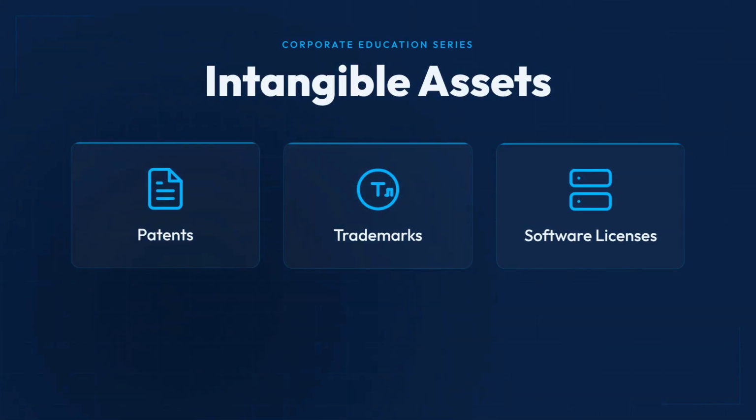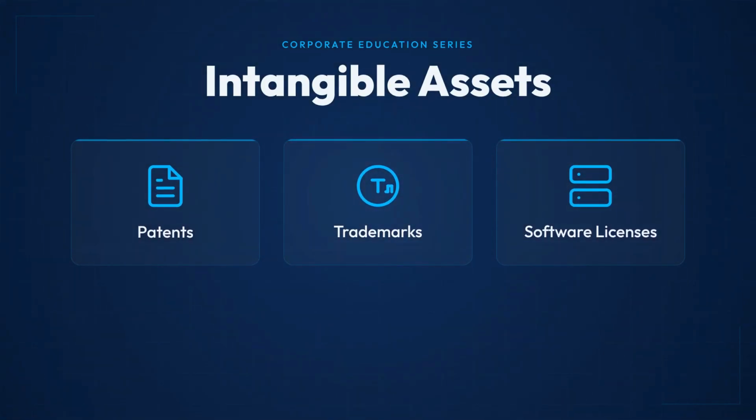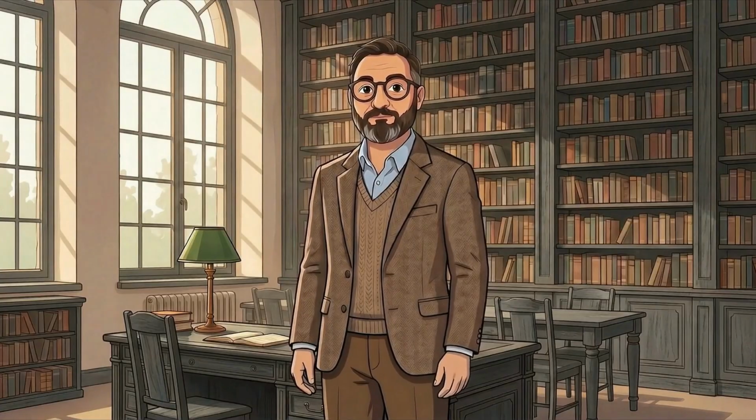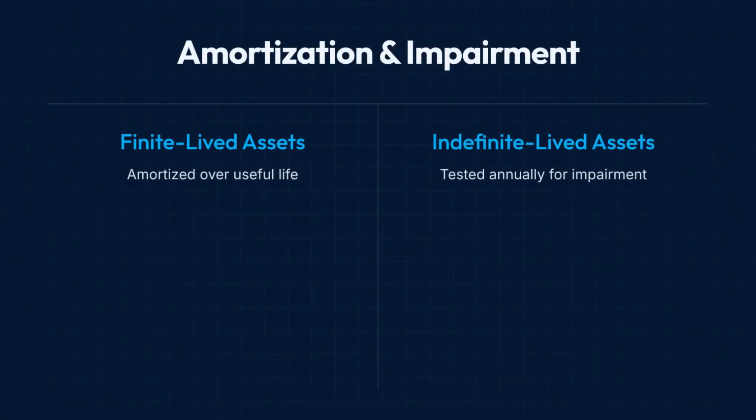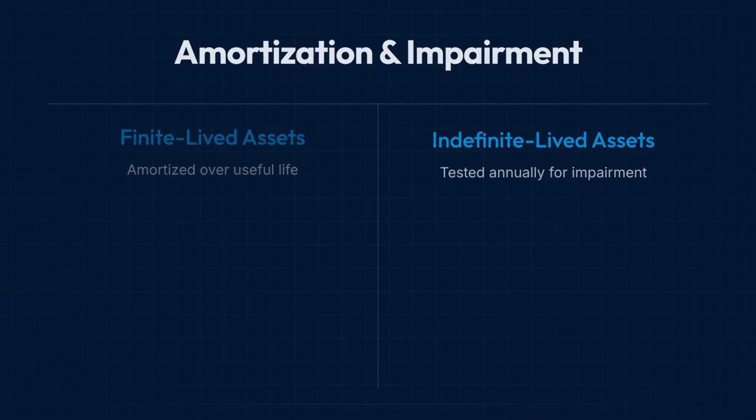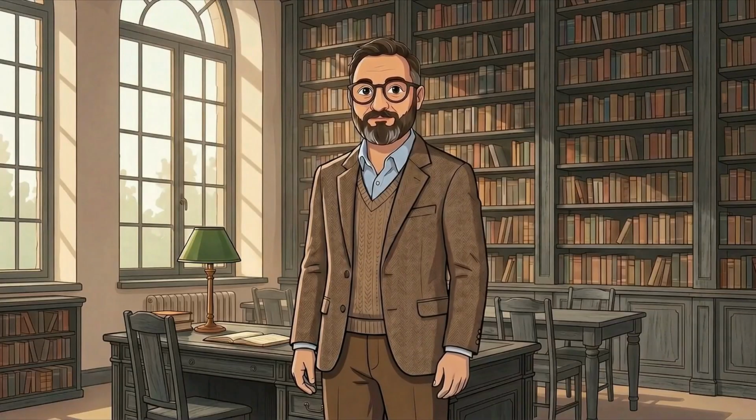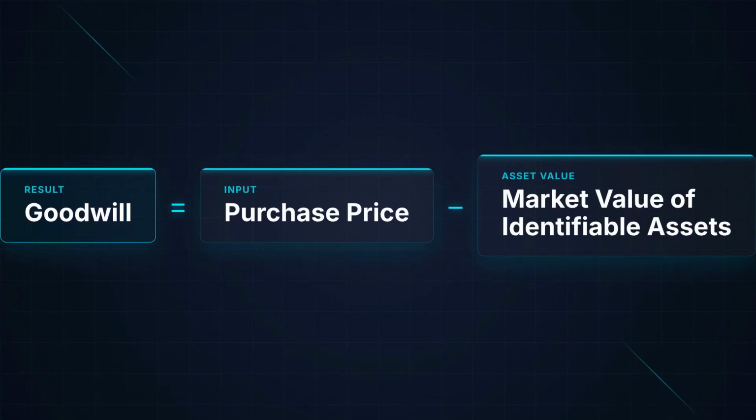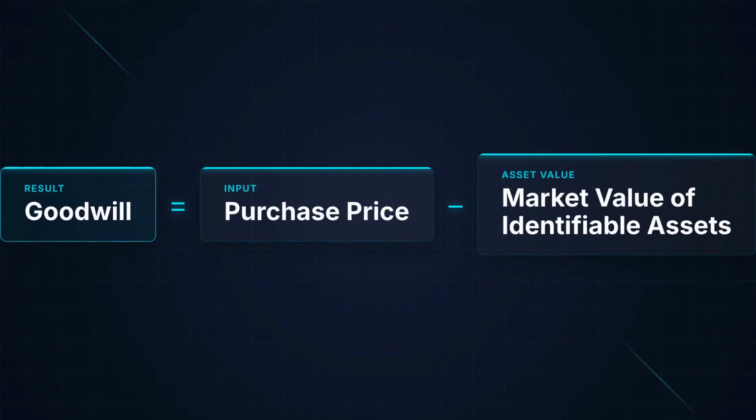These provide long-term value without physical form, like patents, trademarks, and software licenses. Acquired intangibles go on the balance sheet, but internally developed ones are usually expensed as they are created. Finite-lived intangibles are amortized over time, while indefinite-lived ones are tested annually for impairment instead. A key example is Goodwill, which arises when a company pays more for a business than its identifiable assets are worth. Goodwill is an indefinite-lived asset, meaning it stays on the books and is tested annually for impairment.